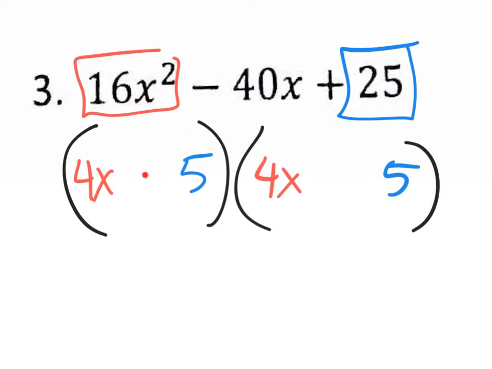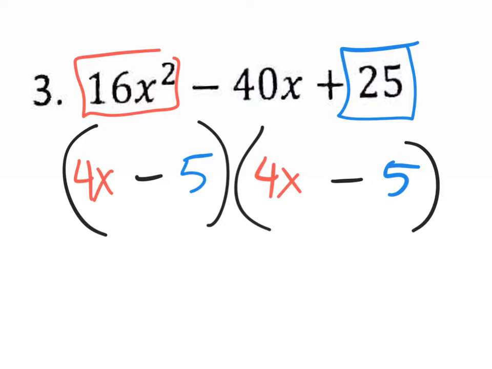Now what signs do I put here? Negative. Yep, both negative. Why both negative? Because the b value is negative. If the b value would have been positive, then both of them would be positive. So this is our factored form, but we need to double check it. We need to actually distribute and make sure that it does give us the above quadratic trinomial.